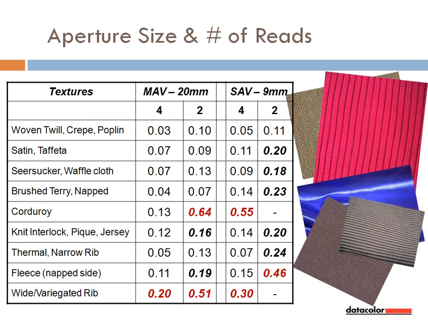Here's a comparison of 2 and 4 measurements using a 9 and 20mm aperture on various textured textiles. Notice the more highly textured samples benefit the most from larger apertures and averaging more measurement spots. Remember, between readings, rotate 45 or 90 degrees with each measurement in an average series, especially for textured samples.